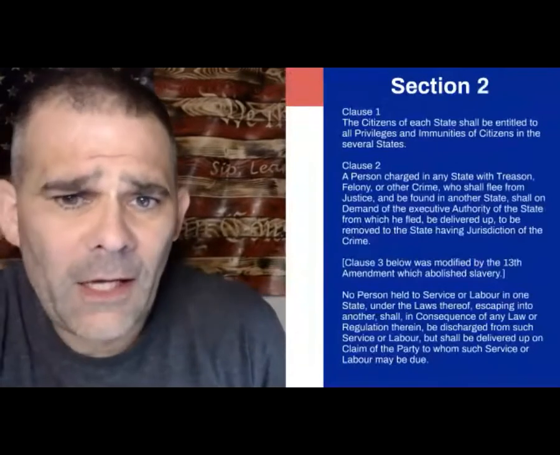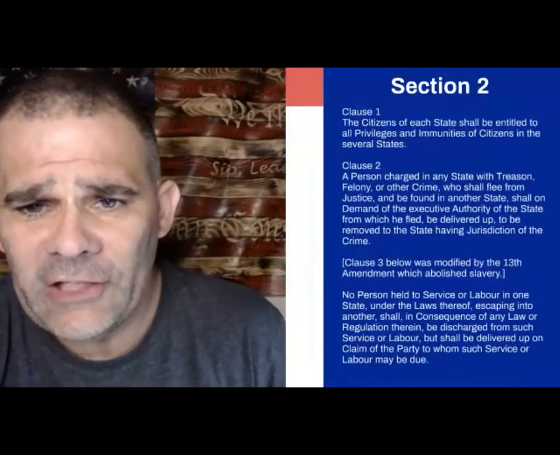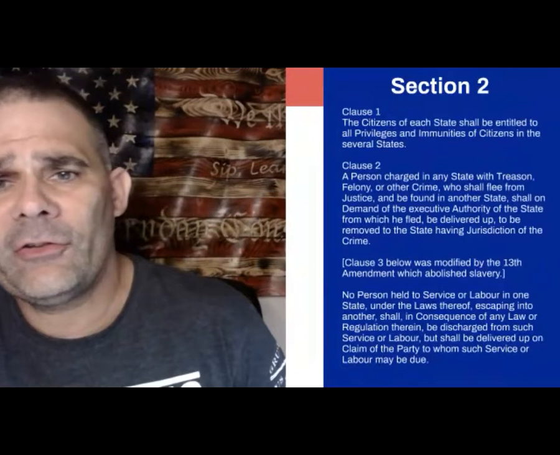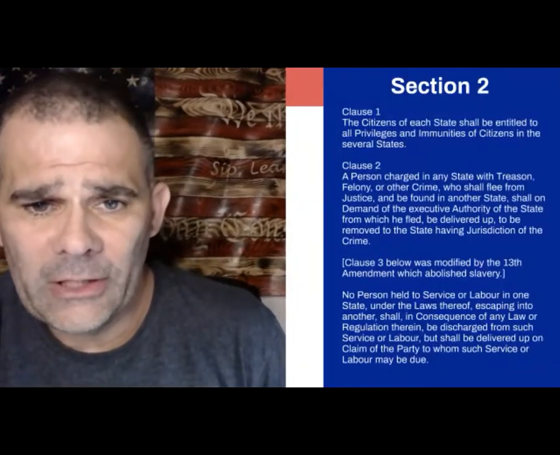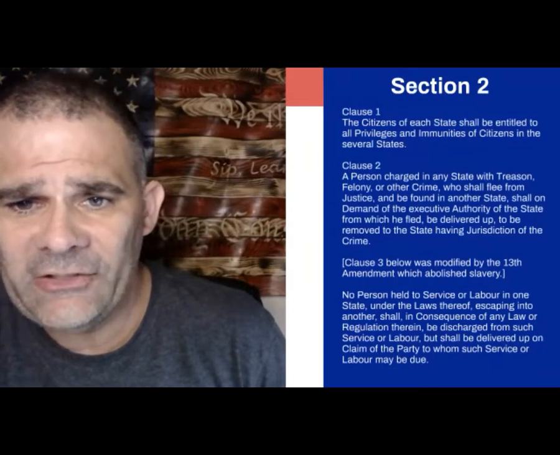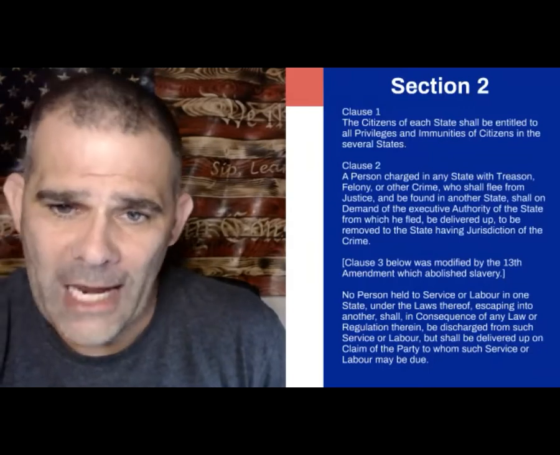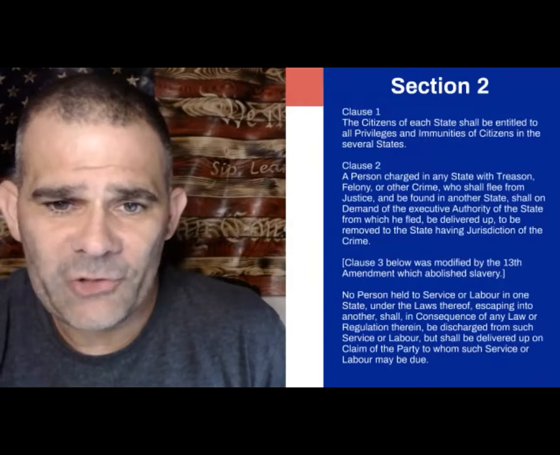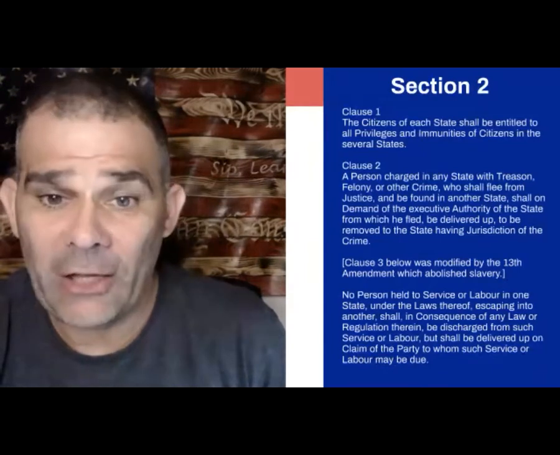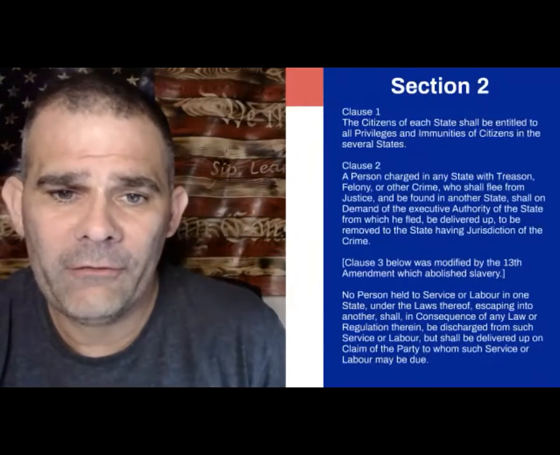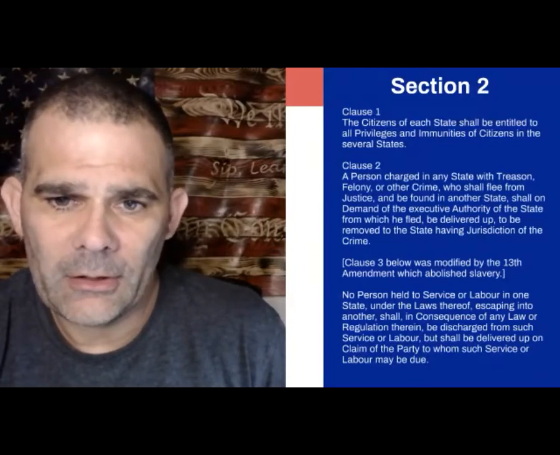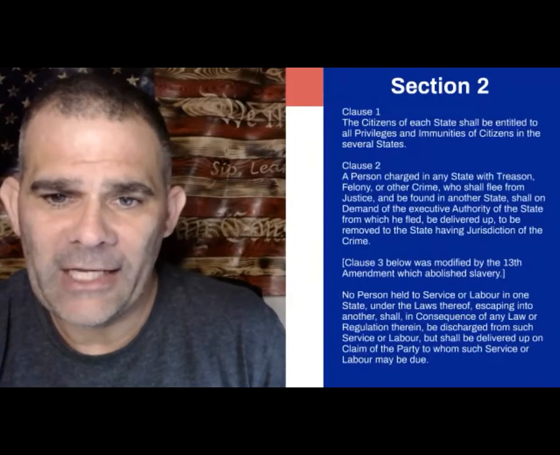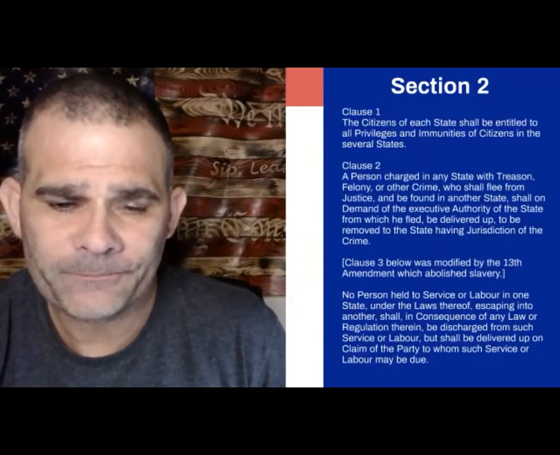A little bigger. First clause is the citizens of each state shall be entitled to all privileges and immunities of citizens in the several states. Clause 2 is a person charged in any state with treason, felony, or other crime who shall flee from justice and be found in another state shall, on demand of the executive authority of that state from which he fled, be delivered up to be removed to the state having jurisdiction of the crime.